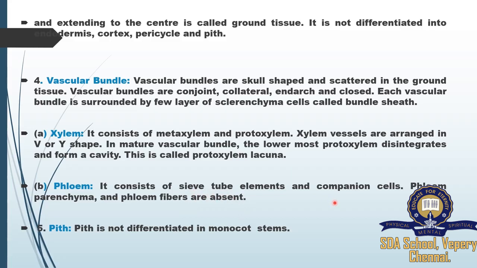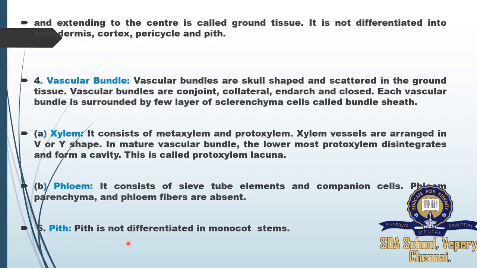The sieve tube elements and companion cells combine together. They form a tube-like structure. In that, phloem parenchyma and phloem fibers are absent. Only phloem is present. The branches of phloem are absent.